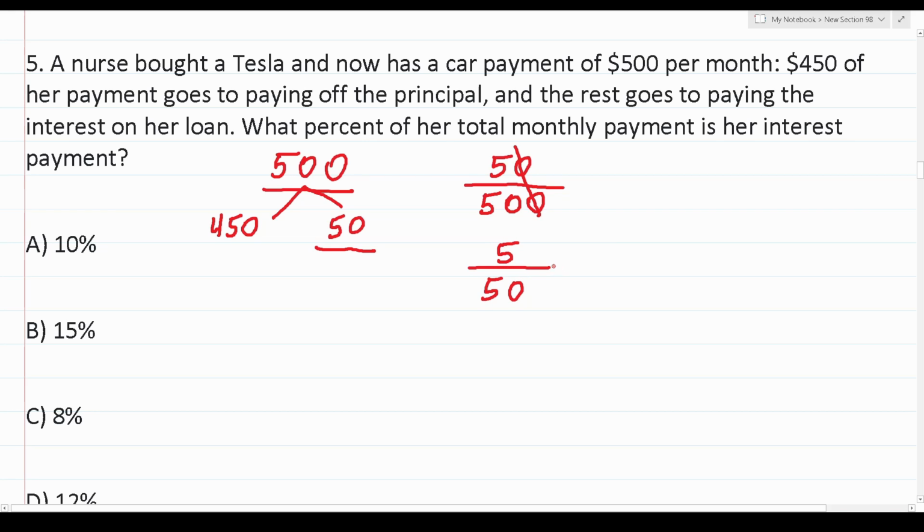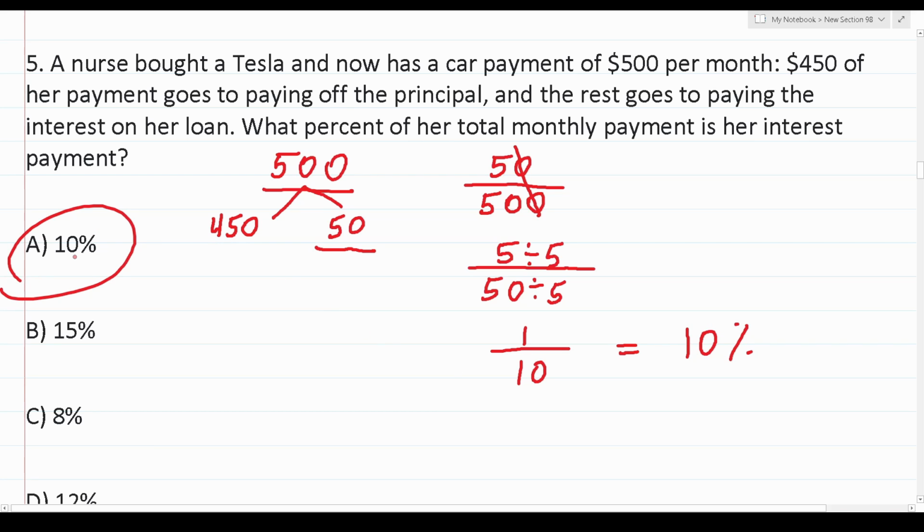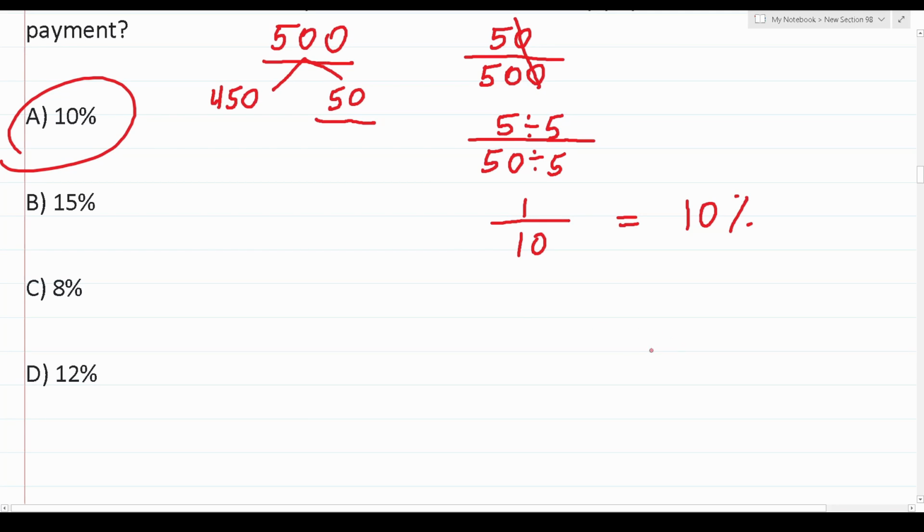And now we should see that 5 and 50 have a common factor of 5, which means we can divide the numerator as well as the denominator by 5. 5 divided by 5 is 1. 50 divided by 5 is 10. You should know that 1 over 10 is the same as 10%, which means the answer to this one is A, 10%.